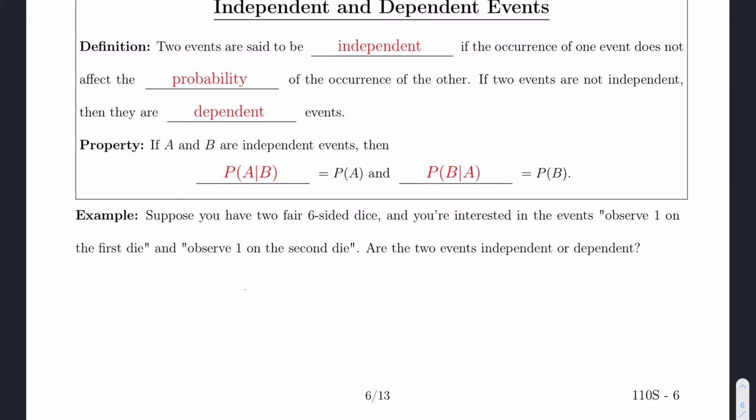To think about that, you can ask yourself, if I were to roll those two dice on separate tables, does the outcome on the first die affect the outcome on the second one in any way, shape, or form? Or can I reverse that? Does the second die have any effect on the first one? And the answer to both of those questions would be no. So here, the answer to our question would be that these two events are independent because those two dice do not affect one another at all.